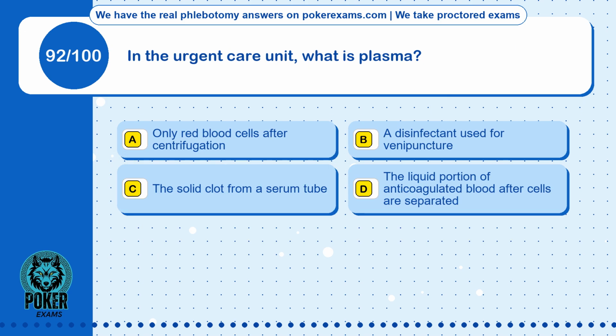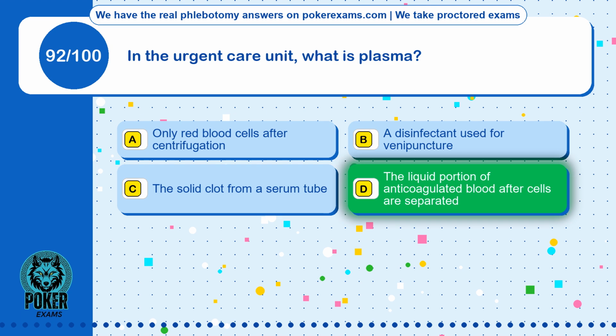Question 92. In the urgent care unit, what is plasma? Option A. Only red blood cells after centrifugation. Option B. A disinfectant used for venipuncture. Option C. The solid clot from a serum tube. Option D. The liquid portion of anticoagulated blood after cells are separated.